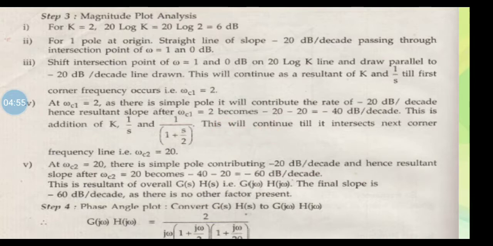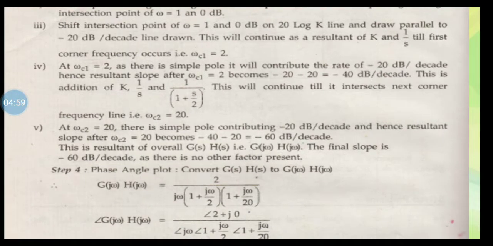It will continue till it intersects the next corner frequency, omega C2 equal to 20. Next, at omega C2 equal to 20, there is a simple pole contributing minus 20 dB per decade, and hence the resultant slope after omega C2 equal to 20 becomes minus 40 minus 20, which is minus 60 dB per decade.